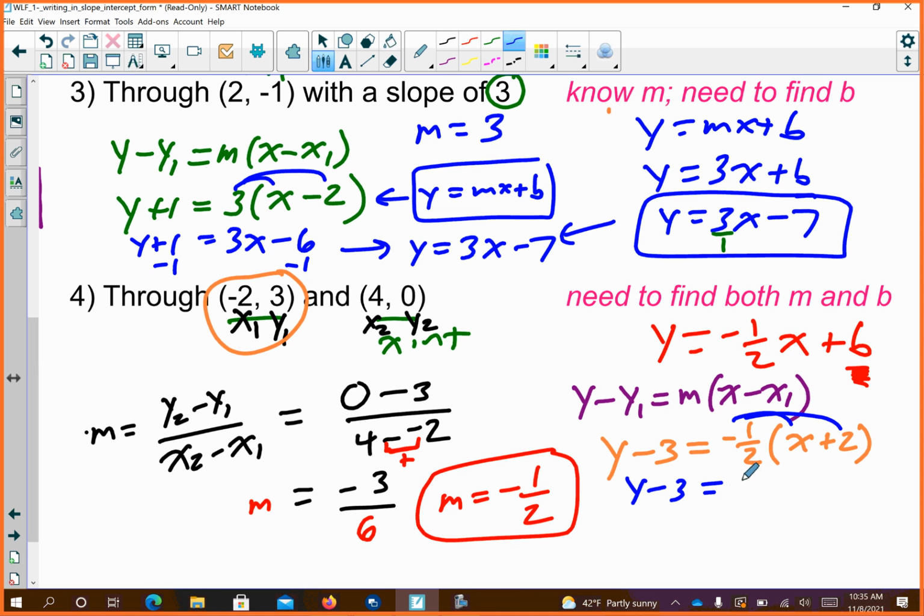Negative 1/2 times x is negative 1/2 x. Negative 1/2 of 2 is negative 1. Agree? Half of 2 is 1, and it's negative. And then I'm going to add 3 to both sides. So then I get y equals negative 1/2 x plus 2.